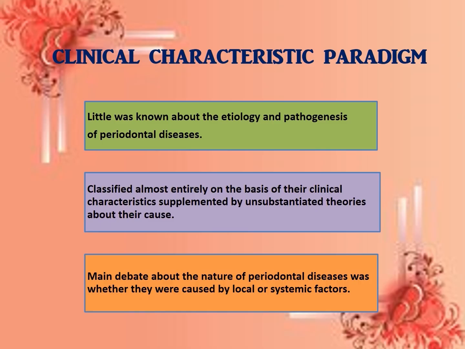Clinical characteristic paradigm. In the late 1800s and in the early 1900s, the clinicians used case descriptions and their personal interpretation of what they saw clinically as the primary basis for classifying the periodontal diseases. Little was known about the etiology and pathogenesis of periodontal diseases. These diseases were classified almost entirely on the basis of their clinical characteristics, supplemented by unsubstantiated theories about their cause. So, during this era, the main debate about the nature of periodontal diseases was whether they were caused by local or systemic factors.